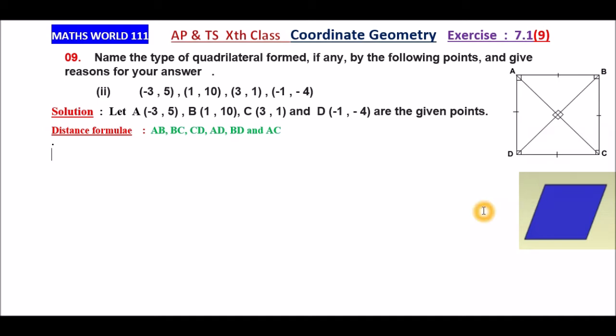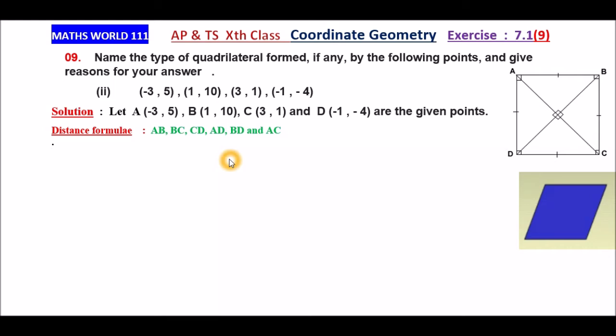And what about a parallelogram? Only the opposite sides are equal: AB equals CD and AD equals BC. If opposite sides are equal and the diagonals are not equal, we can say it is a parallelogram.